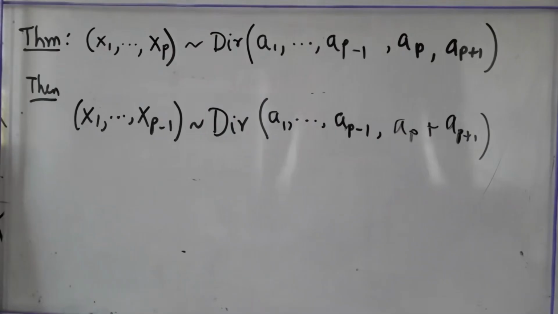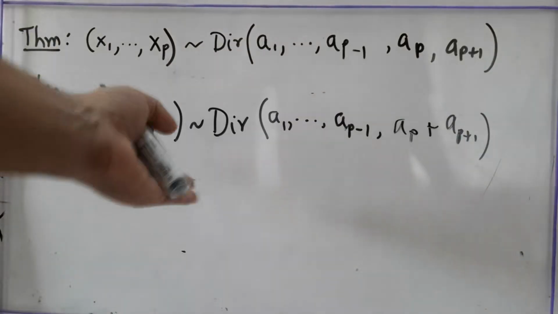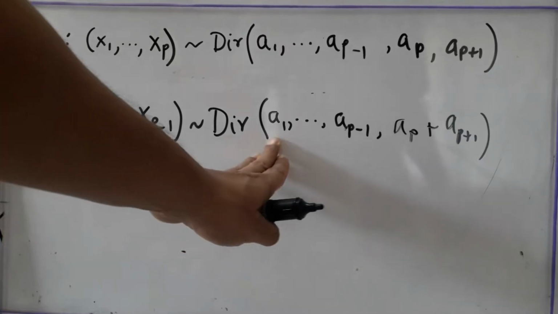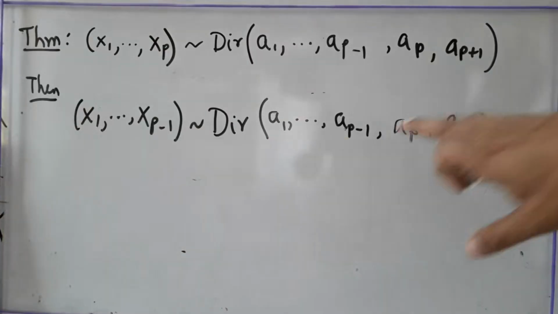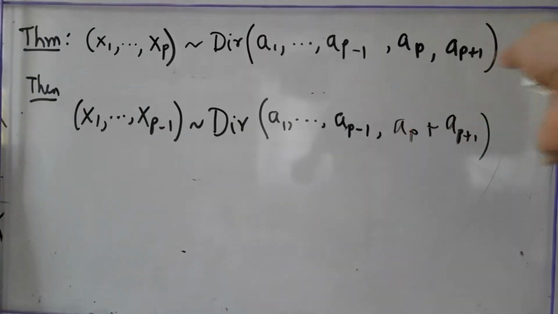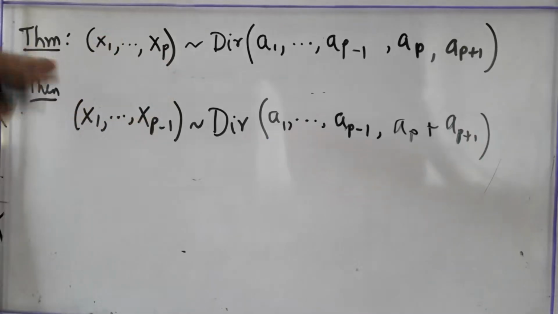And you can immediately see the pattern by applying the same thing again on this. If it is x1 to x p minus 2, it will be a1 to a p minus 2, and then p minus 1, p and p plus 1 all will be added together. And you can go on doing it until the very last step.